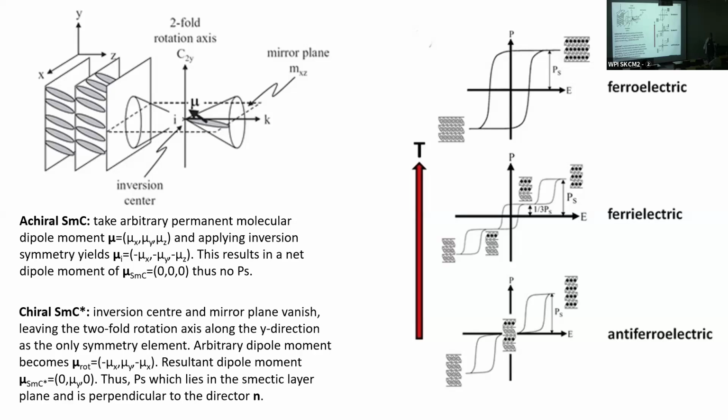Since then, there was a bit of development. You do not only have ferroelectric states, you can also have ferrielectric states and antiferroelectric states. So all of these that you know from solid state physics do occur as well.